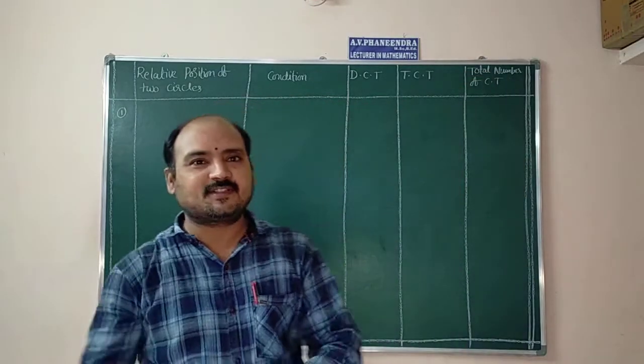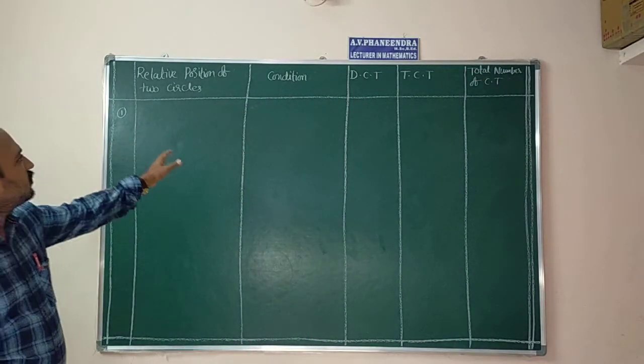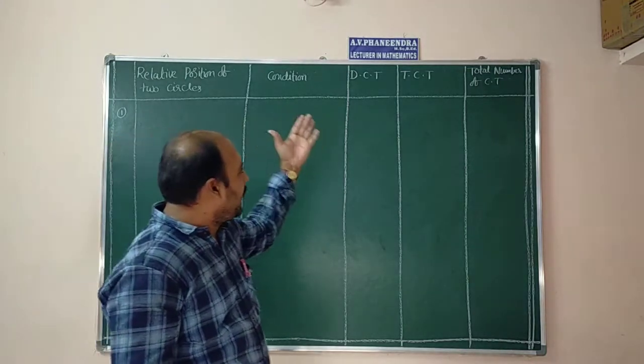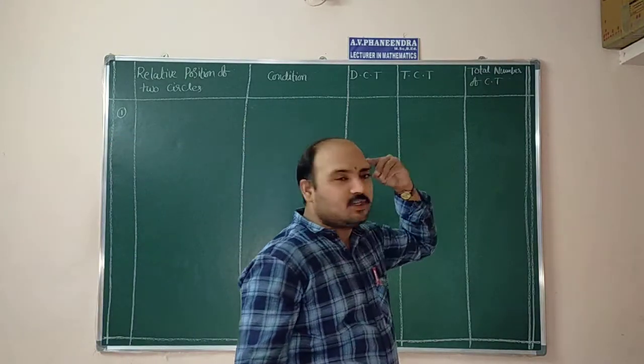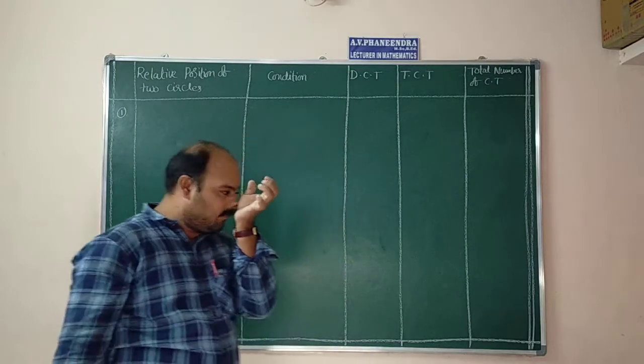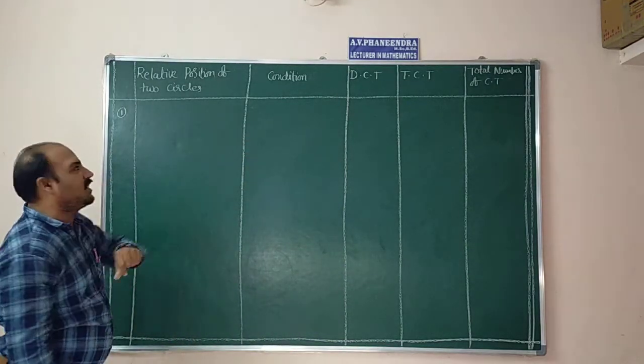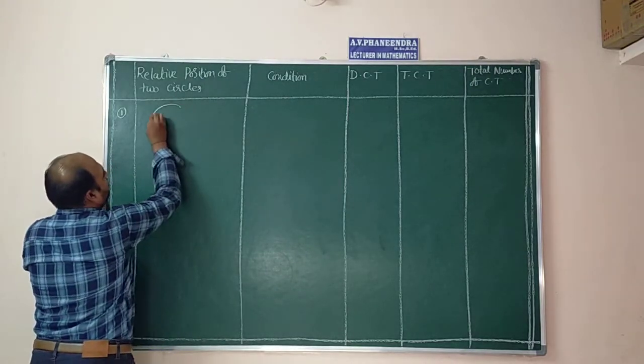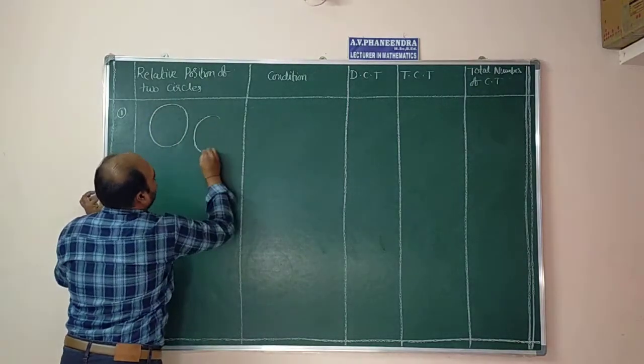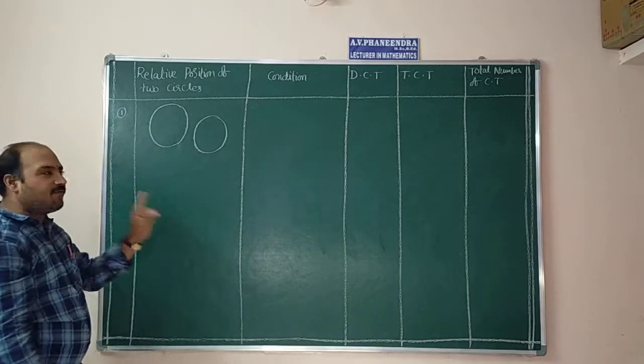Now we are going to discuss the relative position of two circles, condition, direct common tangents, transverse common tangent, total number of common tangents. First, I am going to discuss the relative position of two circles. First case, one circle is away from another circle.